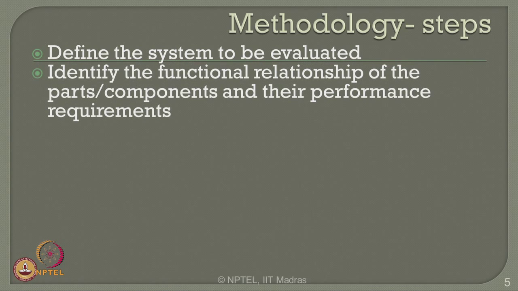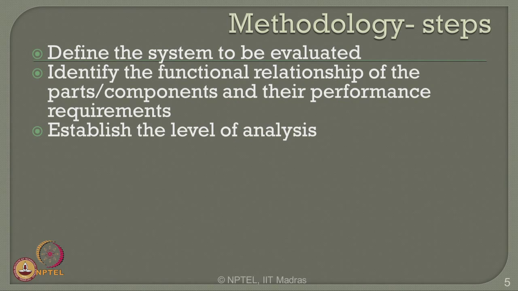Once the system is defined completely, then after understanding the mechanical process of the system, identify the functional relationship of different components present in the system and their performance requirements. Dear friends, you will now recollect that these are the design intents. Every component of a given mechanical or electrical system is designed with a specific intent. Let us capture the design performance of every component at this stage, which is the second step in FMEA analysis. Once you do this, then establish the level of analysis, what kind of analysis you wish to do.